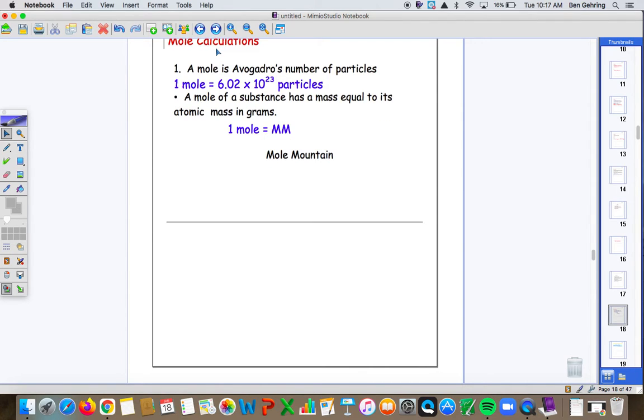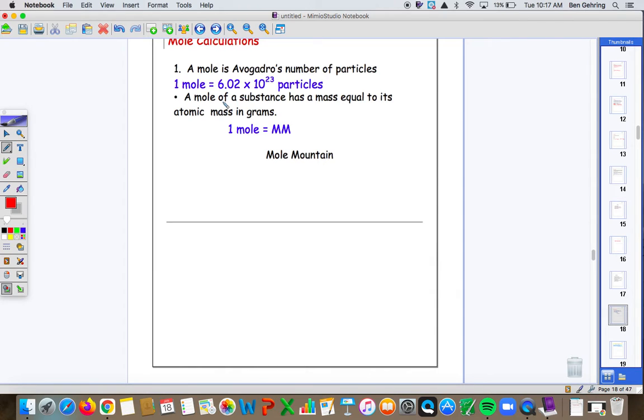So let's get started. First off, a mole, which we talked about in the last video, is Avogadro's number of particles. That mole is 6.02 times 10 to the 23rd particles. And 1 mole of substance is equal to its molar mass, or atomic mass, in grams of a substance. And so today, we're going to look at calculations. To do that, I'm going to have you draw what I call Mole Mountain.